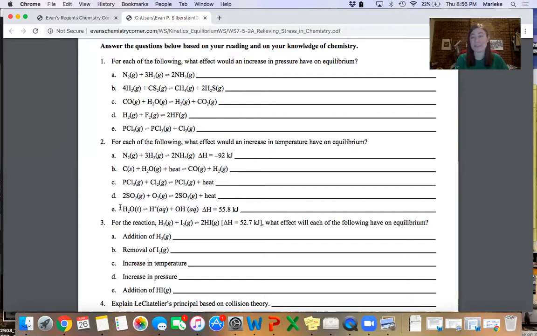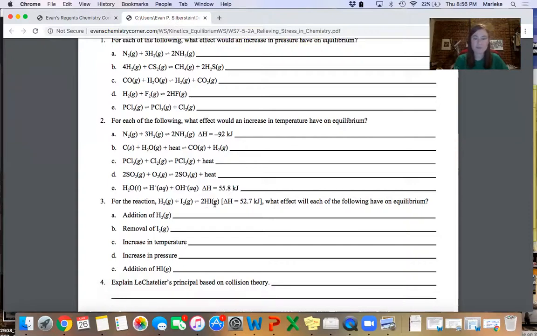Heat is really a reactant in this reaction. You could write in plus heat over here if you wanted to, right? Since heat is a reactant, if we increase the temperature, it's going to shift to use up the heat. It's going to shift to the opposite side of the equation. So it's going to shift to the right.